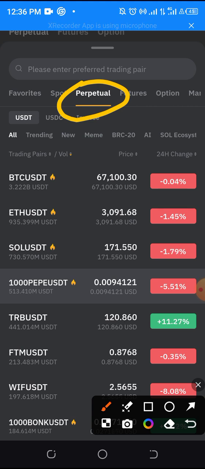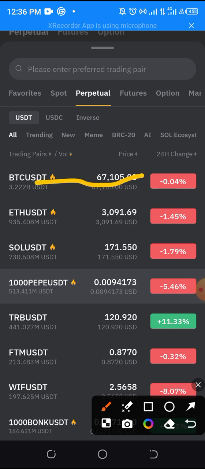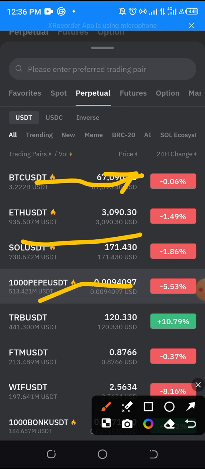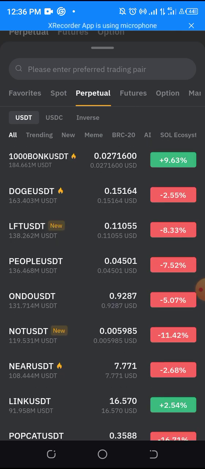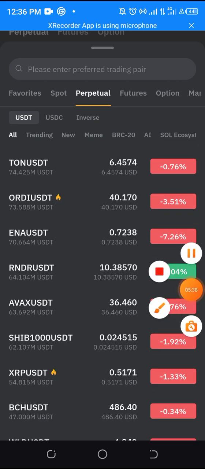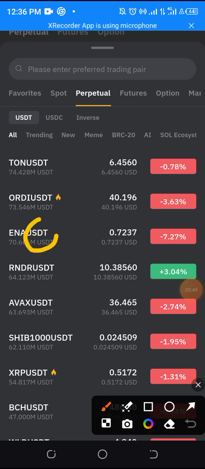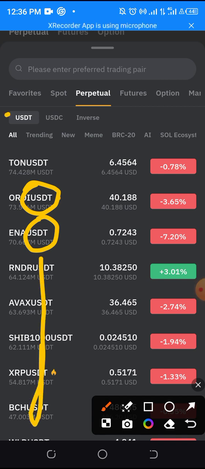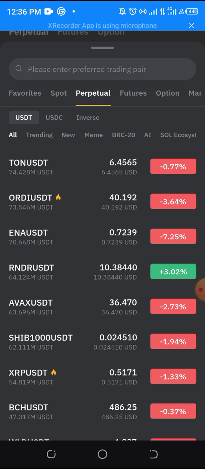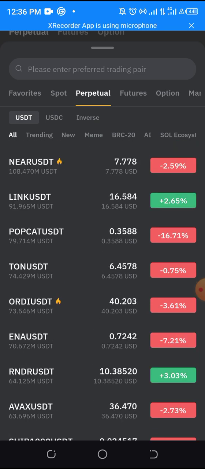Now you select any of the pairs of your choice. Is it BTC USDT? Whichever pair you have done your analysis on, just click on it to place a trade, right? Any pair at all. There are a ton of pairs here. So whatever pair you're choosing or trading should have this quote currency of USDT. All of these pairs have USDT. They are under USDT here. So that's that. So we are on 1000 PEPE pair.